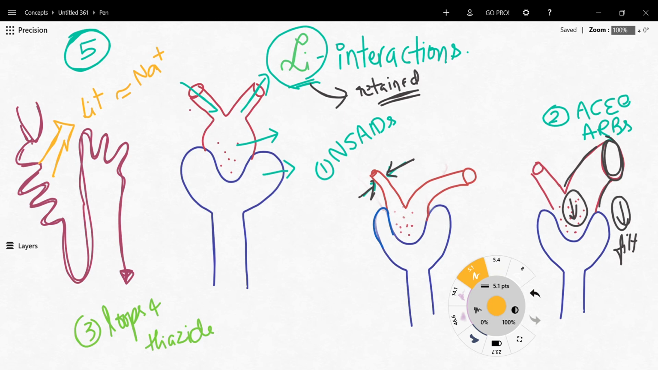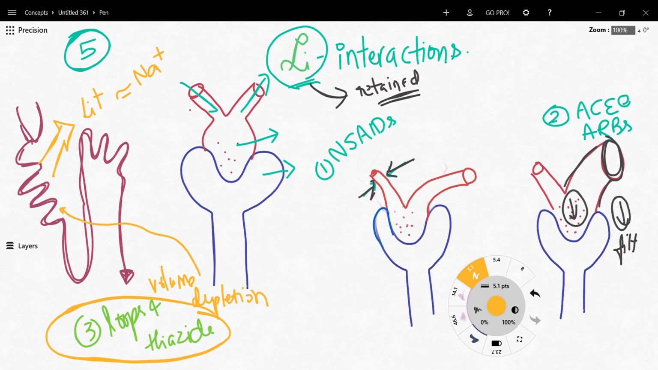So what happens when loops and thiazides are given is that there's going to be volume depletion, and that results in compensatory increase in sodium reabsorption, and along with it lithium is also reabsorbed because they both are very similar in their shape and size and the valence. So this is what you need to remember for drug interactions of lithium. It's going to be loops and thiazide diuretics, NSAIDs, ACE inhibitors, and ARBs. These are the ones that you usually will get tested on.